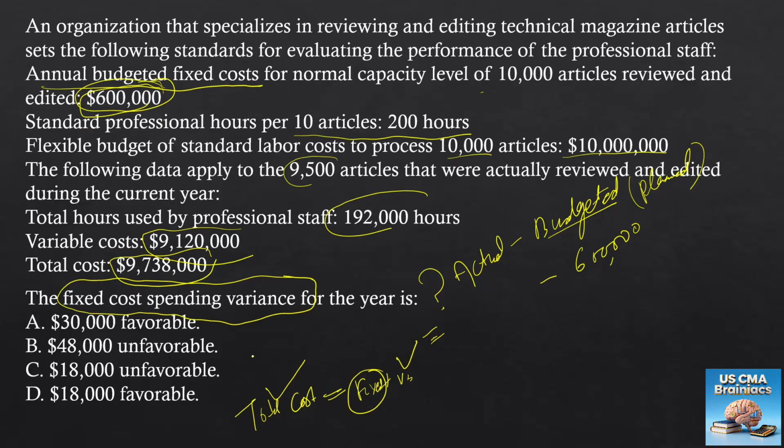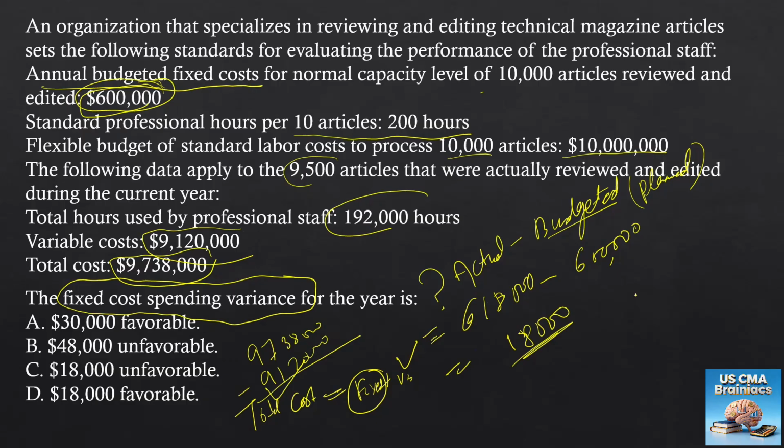So let's subtract 9738000 minus 9124 times, how much? Tell me. Use your calculator. 6 lakh 18,000. Okay. So what is the difference? There is a difference of 18,000.